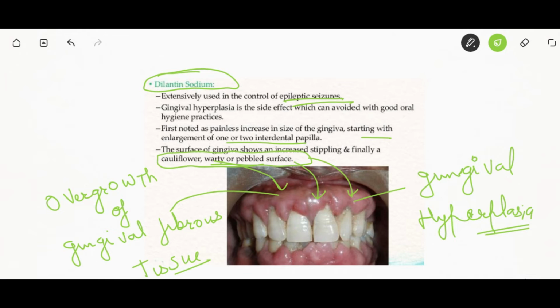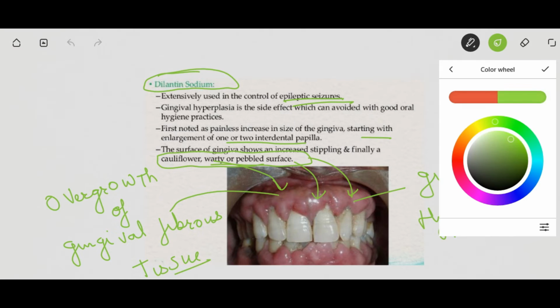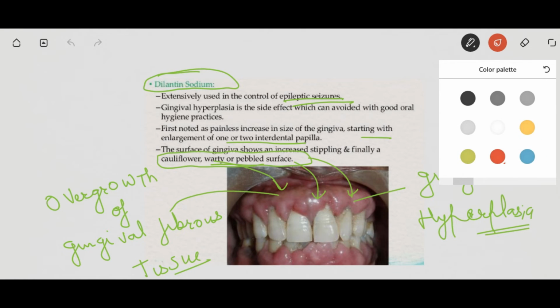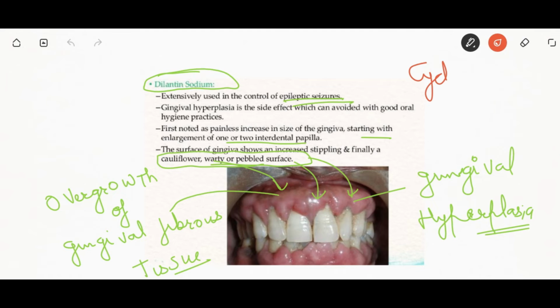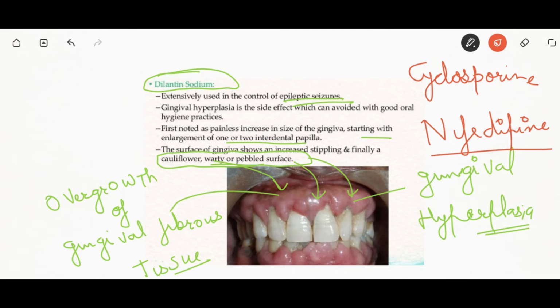Next drug is cyclosporine. Cyclosporine is a selective immunosuppressant that is used in organ transplant patients to overcome transplant rejection. So it will cause generalized gingival hyperplasia, similar to that of Dilantin.